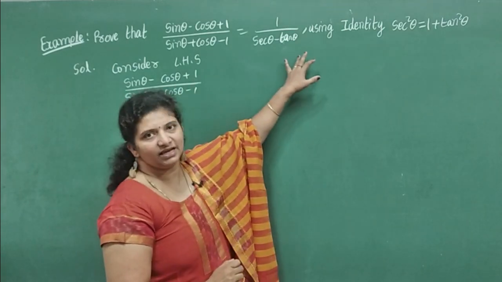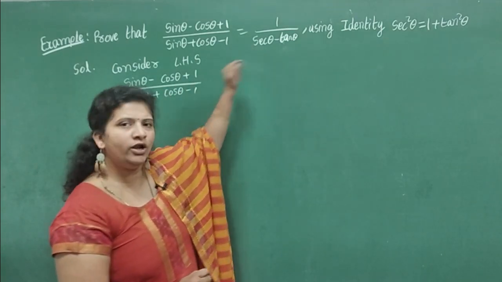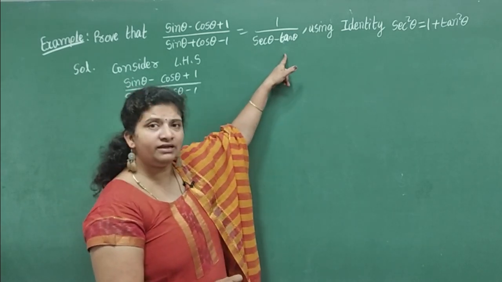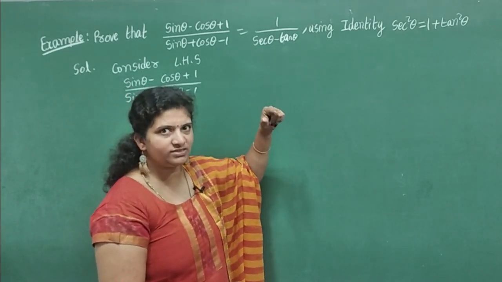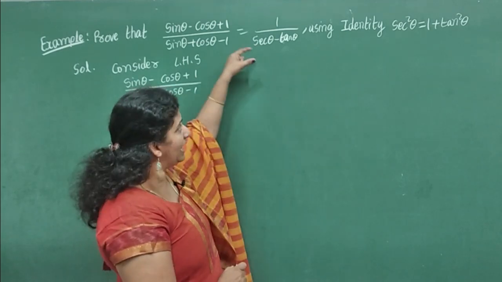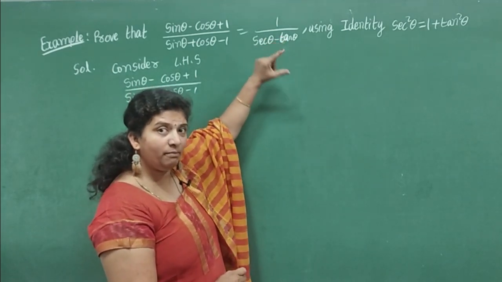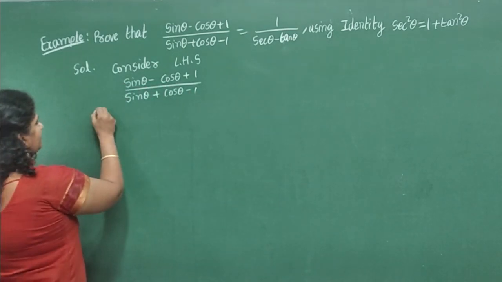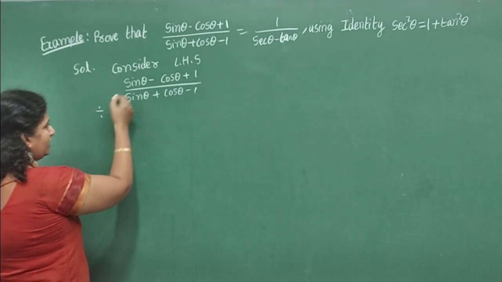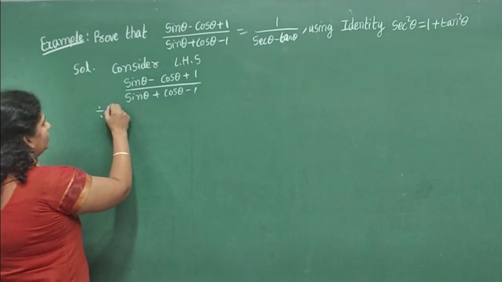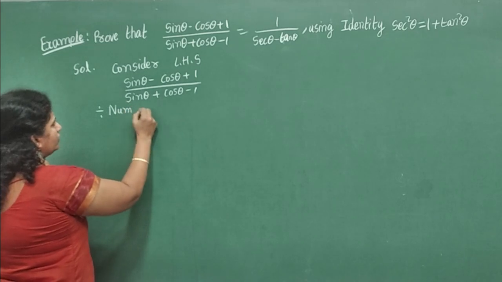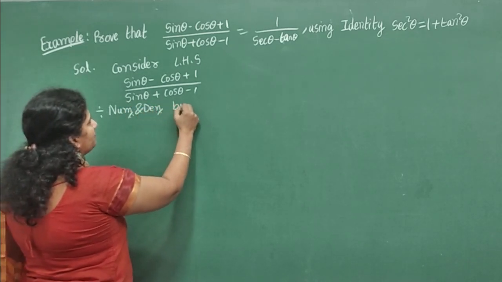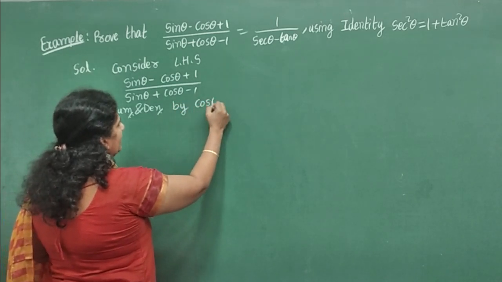On the RHS, I can observe secant theta. What do you mean by secant theta? 1 by cos theta. Tan theta, sine theta by cos theta. There you have to observe 1 by cos theta, sine theta by cos theta. So let me use that technique. What is that? Divide numerator and denominator by cos theta.